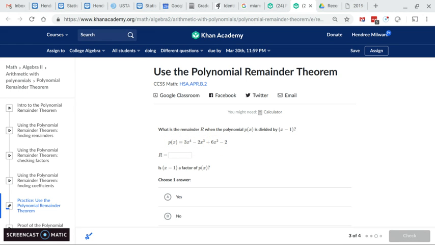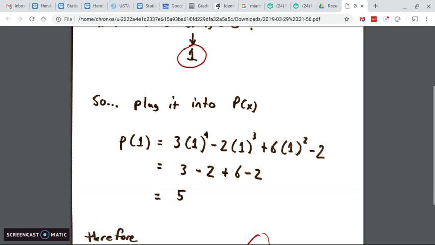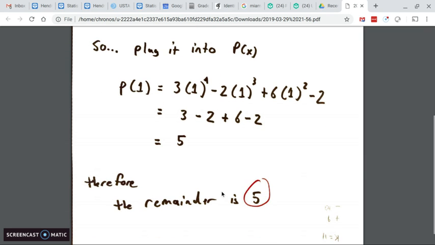So that's exactly what I did. Here's my word for that. You have to figure out what would make the divisor 0, and that would be 1. And if this is plus 1, then I would use negative 1. It's always the opposite of whatever this thing is. Then I just plug it into the polynomial, work it down, and I get a number. That number has got to be the remainder.